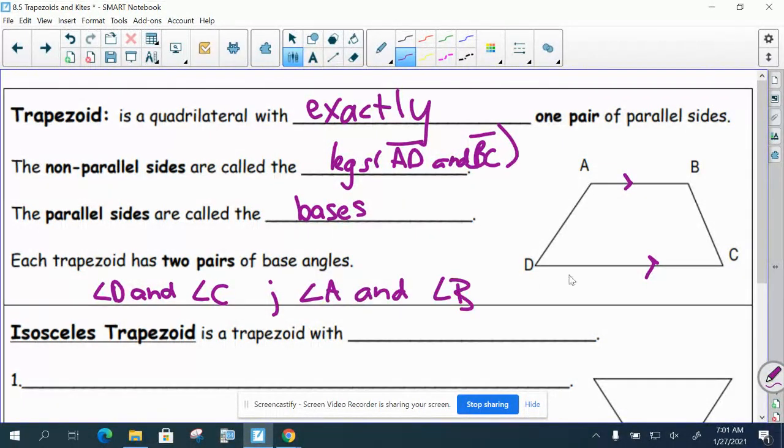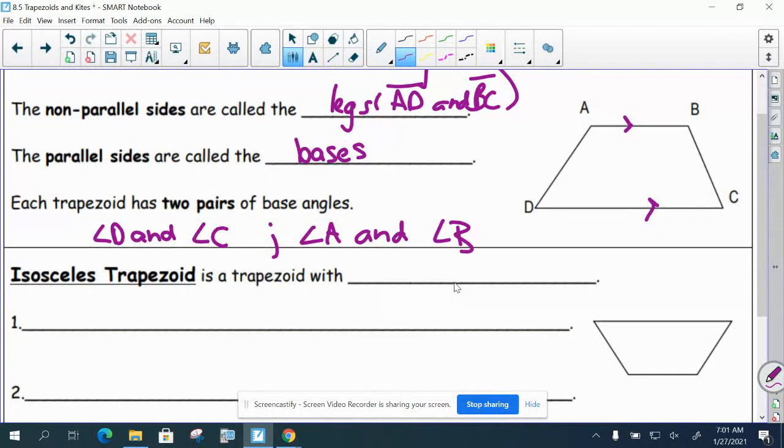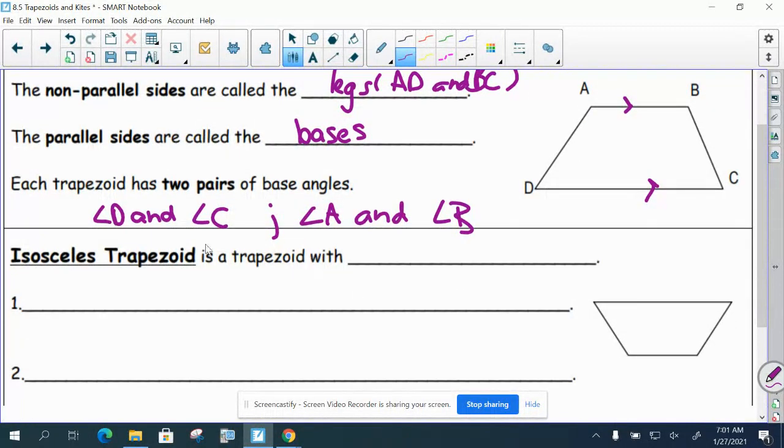Now, even though they're base angles, they are not necessarily going to be congruent, but if they are congruent, then we would call it an isosceles trapezoid. An isosceles trapezoid is one in which, first of all, the legs are congruent. So it has congruent legs. Here, if we name this trapezoid ABCD, and if AD is congruent to BC, then it would be an isosceles trapezoid. And then there are two other properties of the isosceles trapezoid.